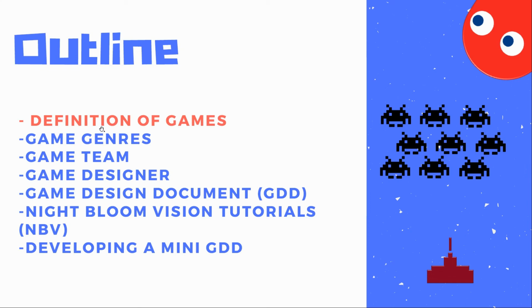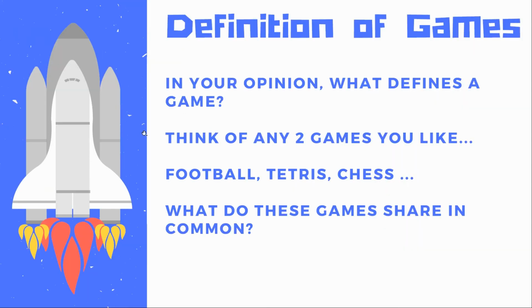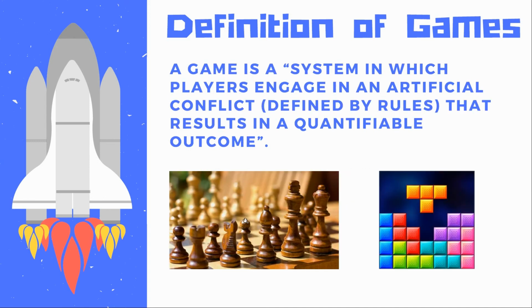So first, let's start by defining games. In your opinion, what defines a game? Think of any two games you like, such as football, Tetris, and chess. What do these games share in common? A game is a system in which players engage in an artificial conflict defined by rules that results in a quantifiable outcome.